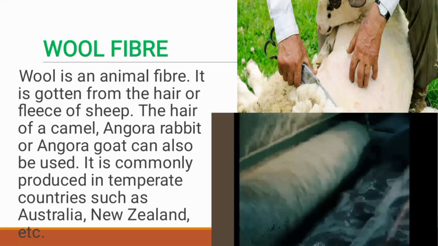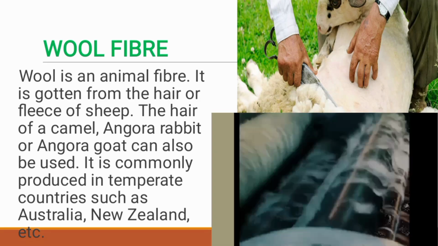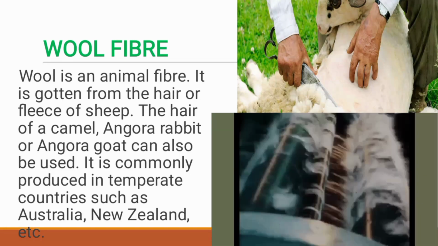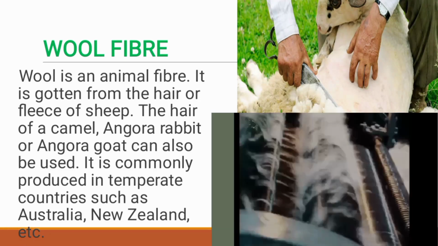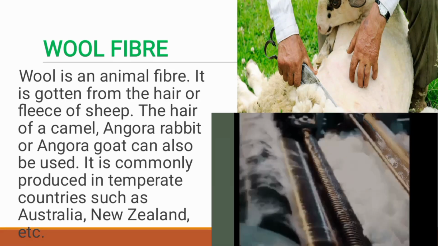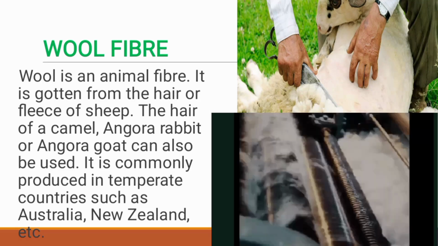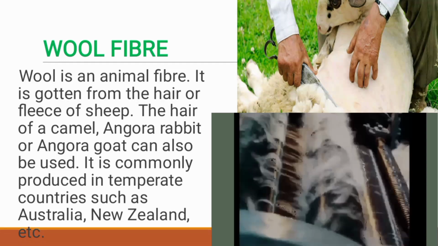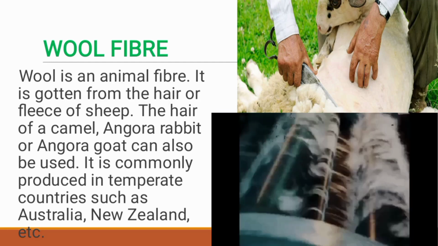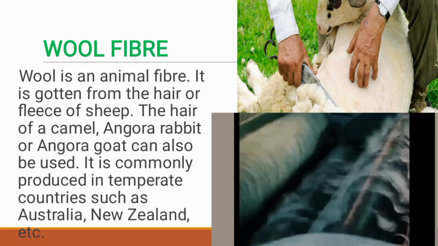Wool fibers. Wool is an animal fiber and is gotten from the hair or fleece of a sheep. The hair of a camel, also you can get it from there. The hair of Angora rabbit, Angora goats can also be used. It is commonly produced in temperate countries such as Australia, New Zealand, etc. So you can see the image of the man cutting it off from the fleece of the sheep because it will definitely grow back.